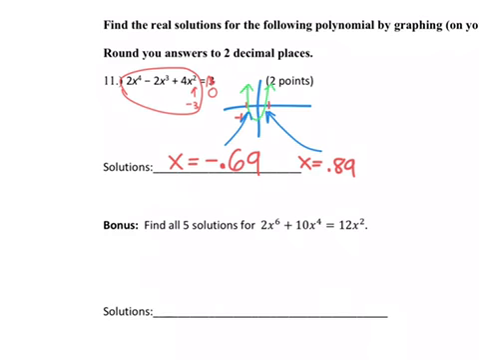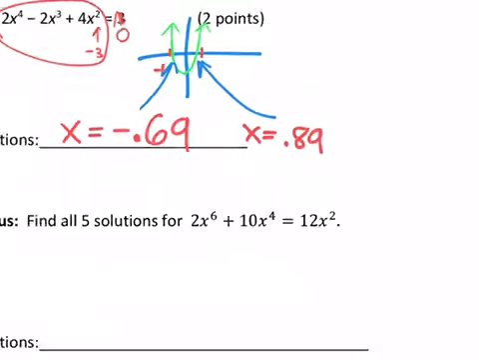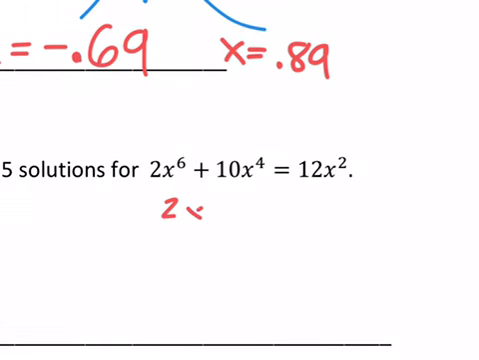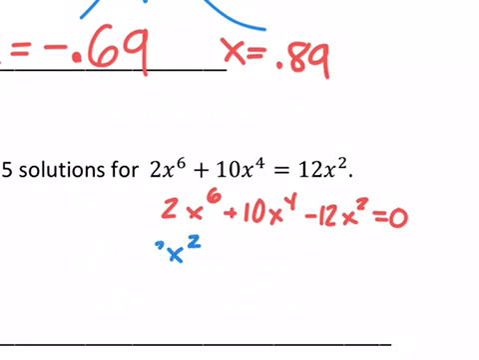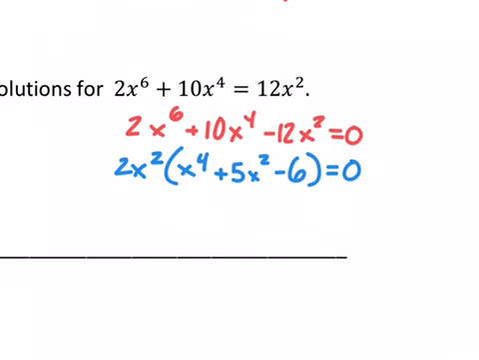All right, bonus. Find all 5 solutions for this. Well, first part we're going to want to take care of getting it equal to 0. So we have 2x to the 6th plus 10x to the 4th minus 12x squared is equal to 0. We have a GCF in there of not just an x squared, but also a 2. So then we have x to the 4th plus 5x squared minus 6 is equal to 0.